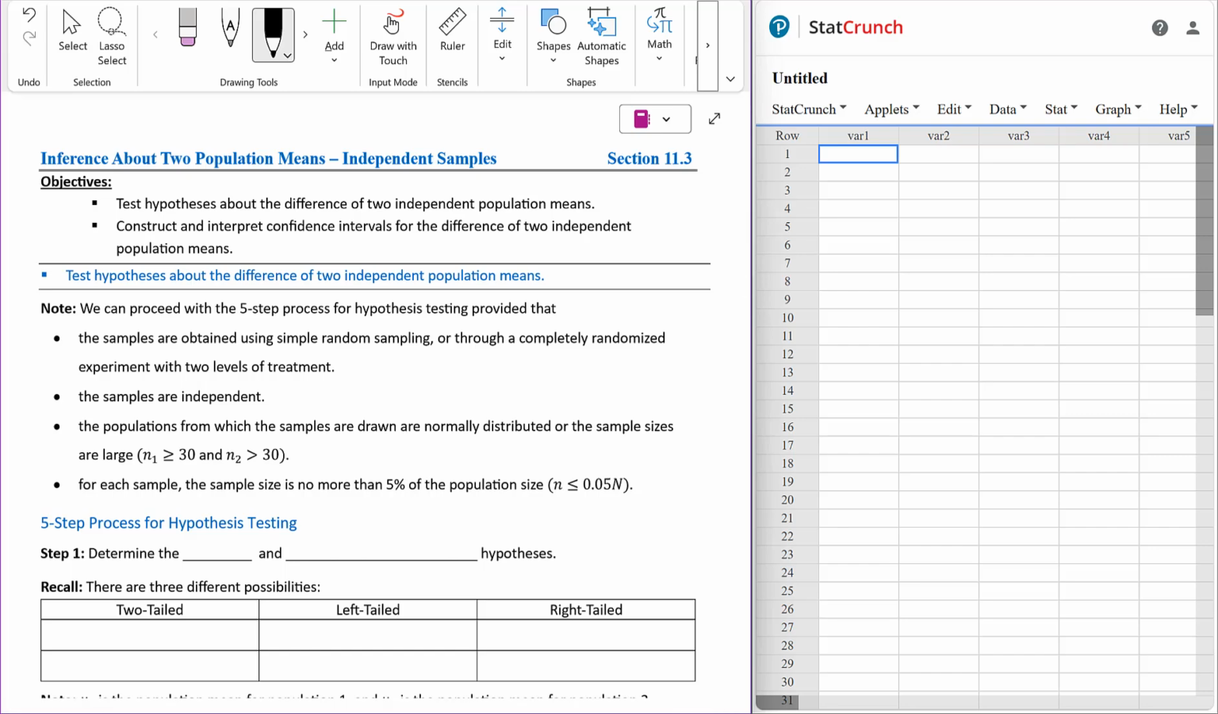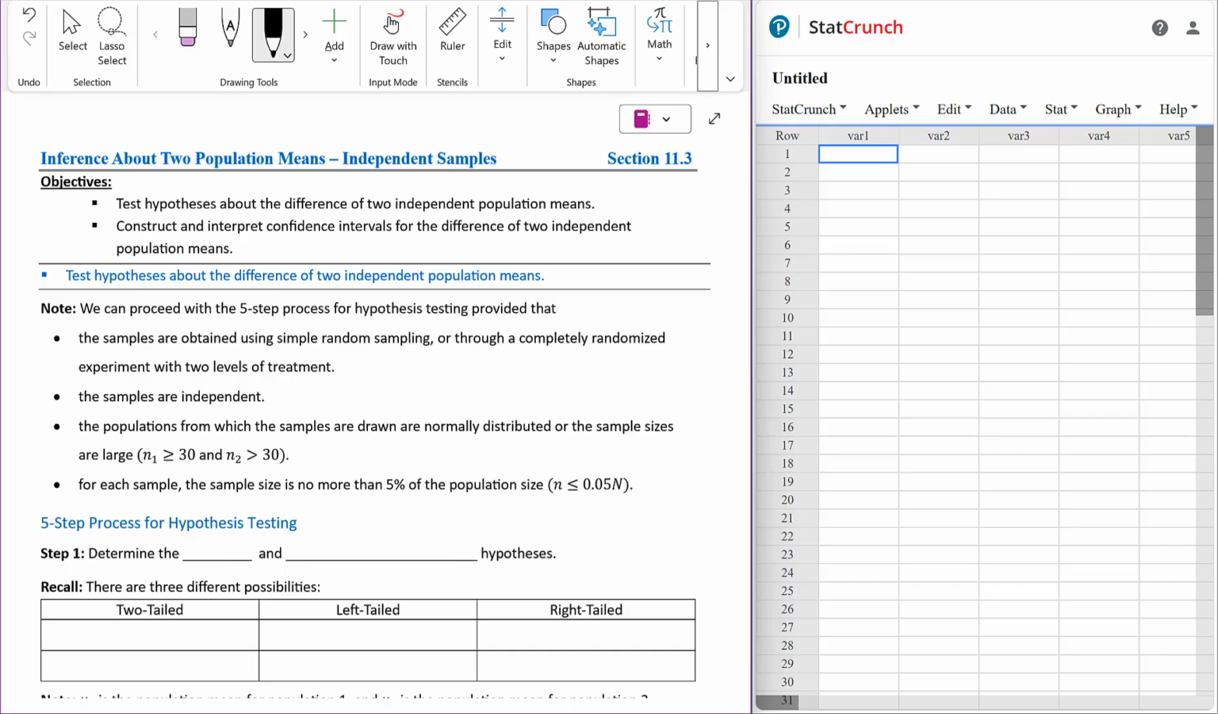Hi all, in 11.3 we are doing inferences about two population means with independent samples. Our objectives include test hypotheses about the difference of two independent population means, and then construct and interpret confidence intervals for the difference of two independent population means. We start with the hypothesis tests and a note.